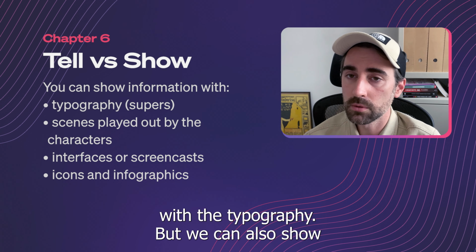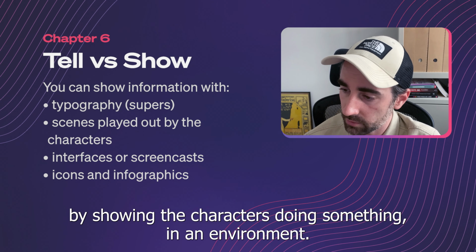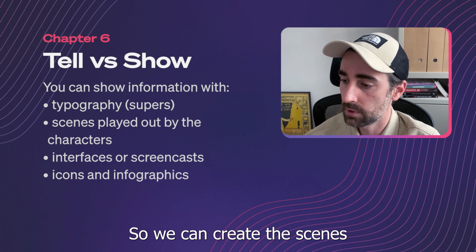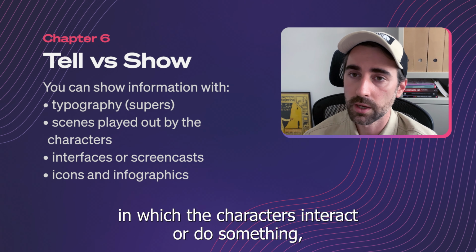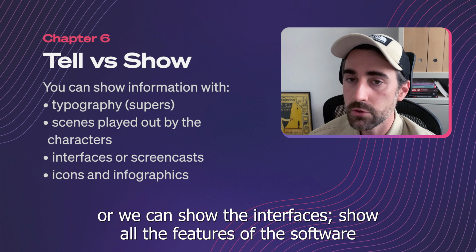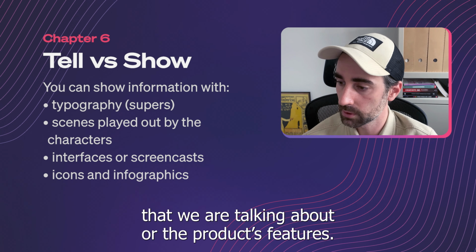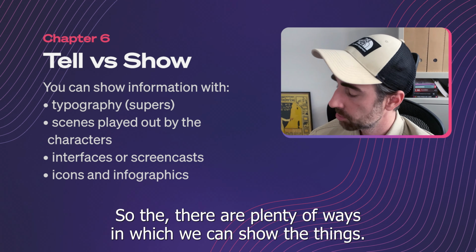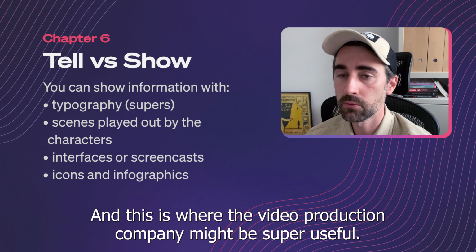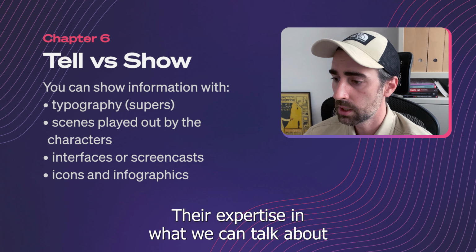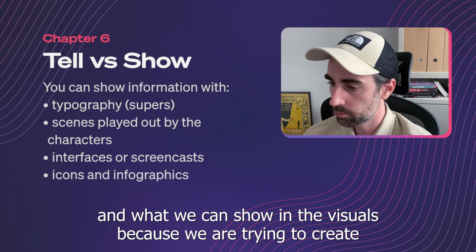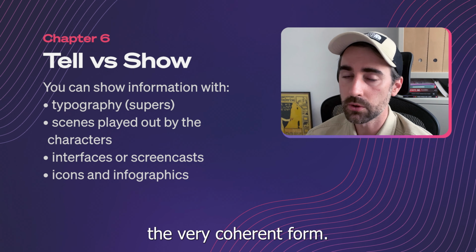But we can also show by showing the characters doing something in an environment, if we have the characters in our video. So we can create the scenes in which the characters interact or do something, or we can show the interfaces, show all the features of the software that we are talking about, or the product. So there are plenty of ways in which we can show the things, and this is where the video production company might be super useful, their expertise in actually what we can talk about and what we can show in the visuals, because we are trying to create actually the very coherent form, right?